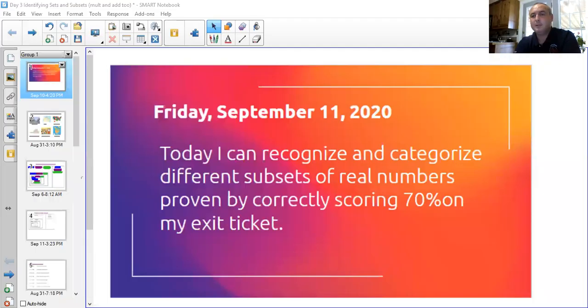I'm going to go over the materials that we went over today, September 11th, 2020. All right, so today you should be able to recognize and categorize different subsets or groups of real numbers, proven by correctly scoring 70% on an exit ticket.